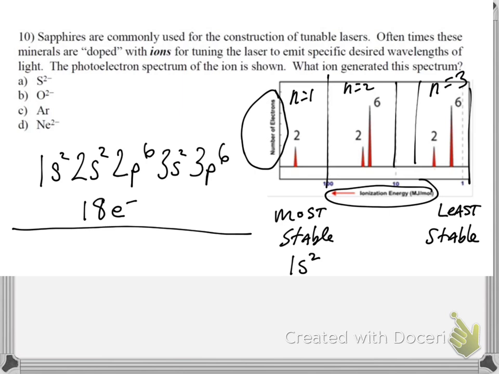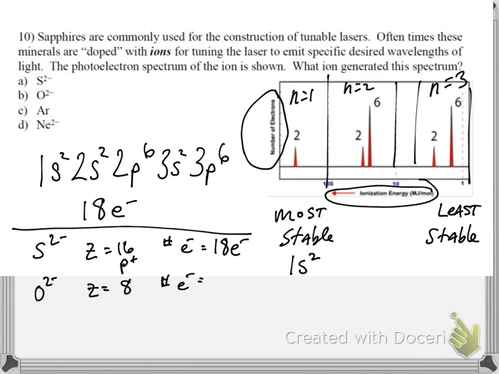So when we look at the options, we're looking at what ion has 18 electrons. For sulfur 2-, which has a Z of 16, that means it has 16 protons. It must have 18 electrons if it has a -2 charge. Remember, each electron carries a negative charge. Each proton a positive charge. O2-, its Z is 8. Total number of electrons must be 10 electrons to give it a -2 charge.